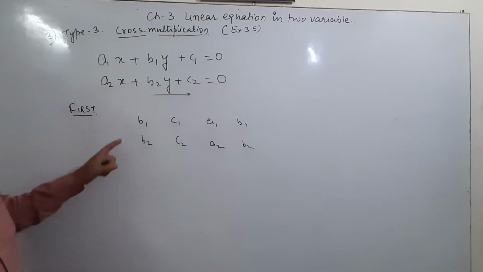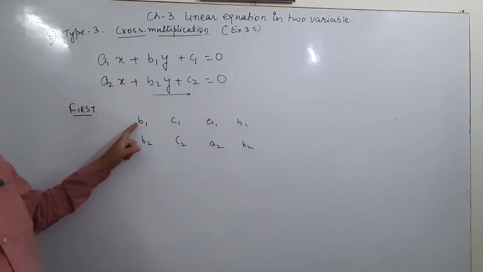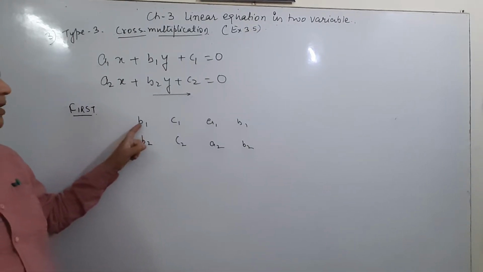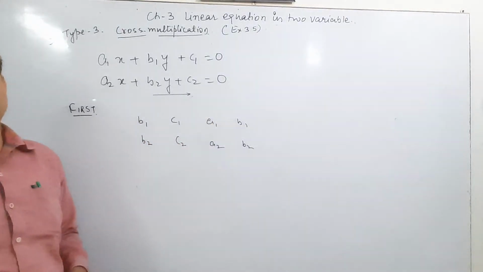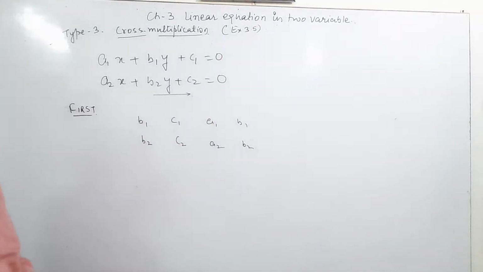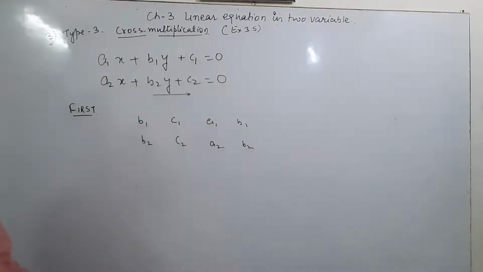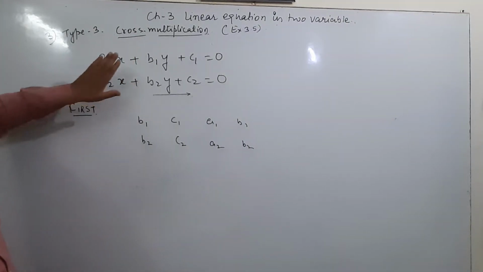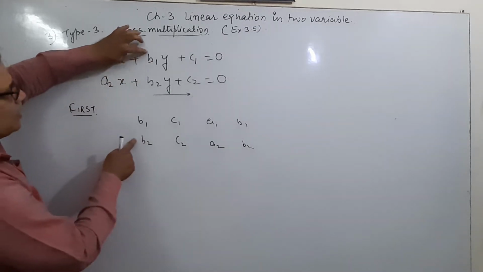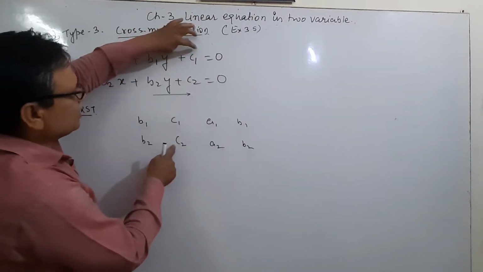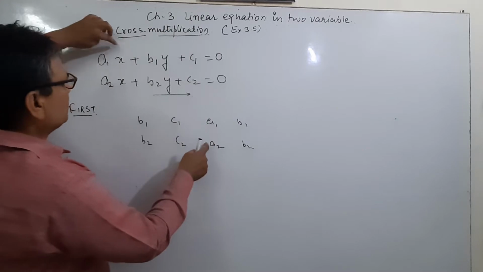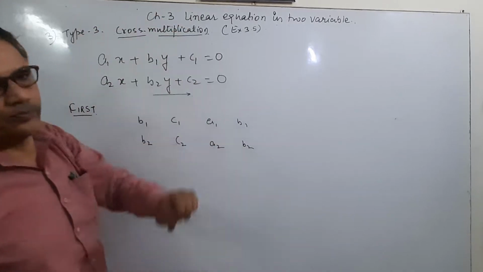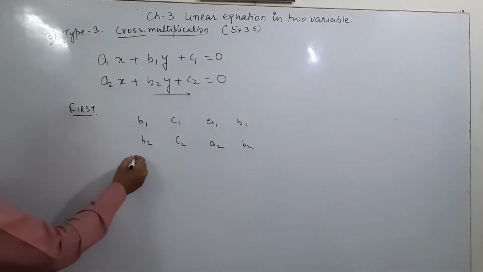It means your starting point will be from the coefficient of y, and end point will be again coefficient of y. It means we have to start from where first? b1, b2, and then write c1, c2, and then write a1, a2, and then write b1, b2. And then what we do?